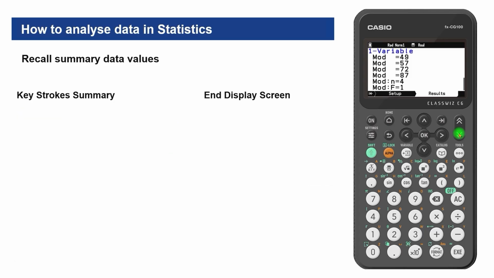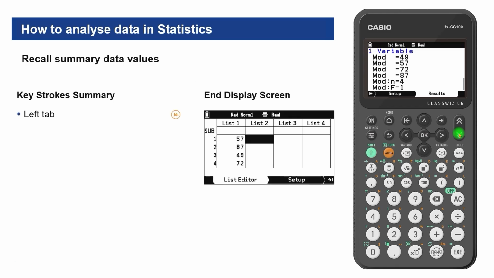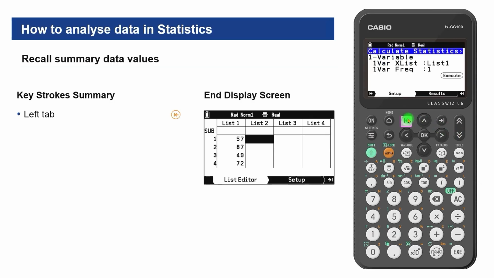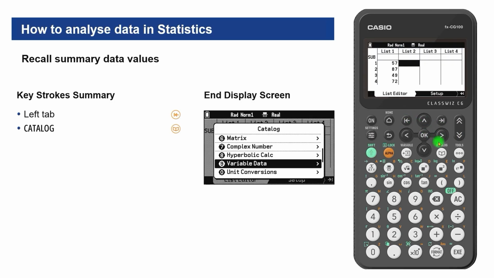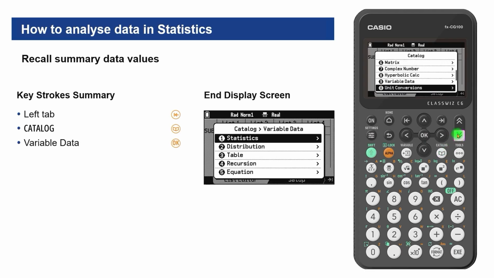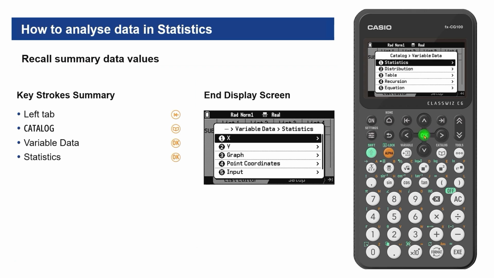Sometimes further calculation may be required using a calculated summary value. To recall a value, return to the list editor by pressing Left tab. Press Catalog to open the pop-up, and select Variable Data by scrolling or using the shortcut. Then open Statistics. Select the data to be recalled, in this case X data. All the previously seen calculated values can now be recalled.